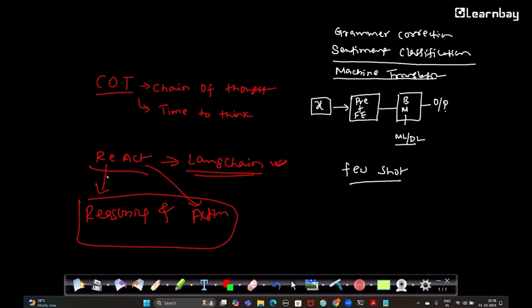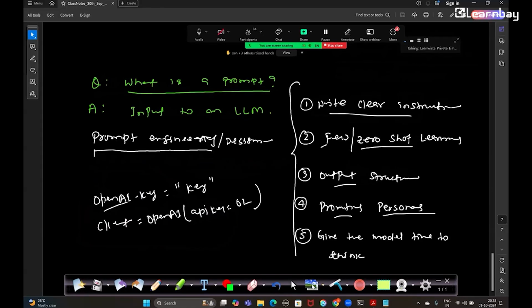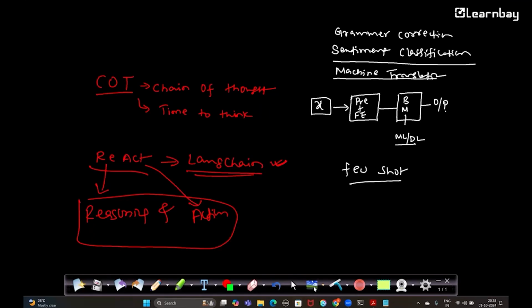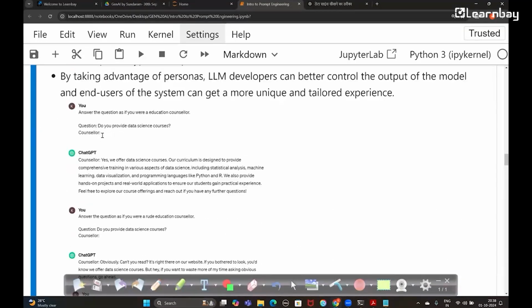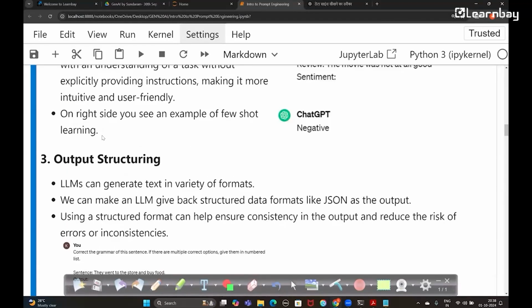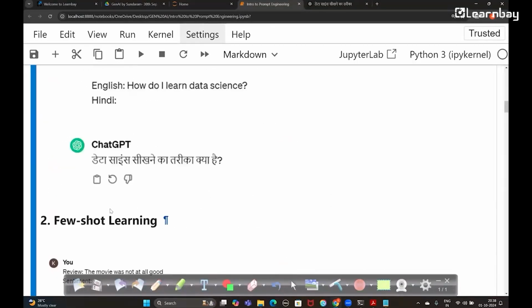But for the time being, for interview purposes, please have confidence. Are you clear on these points, my dear friends? Everybody, are you clear? Write a clear instruction. Everybody, you are with me. Few shot learning. Everyone, you are with me.